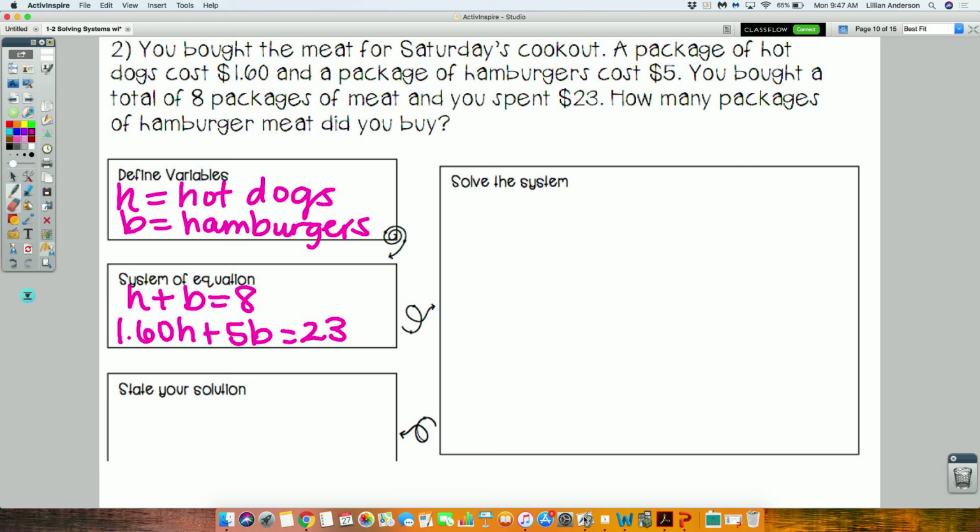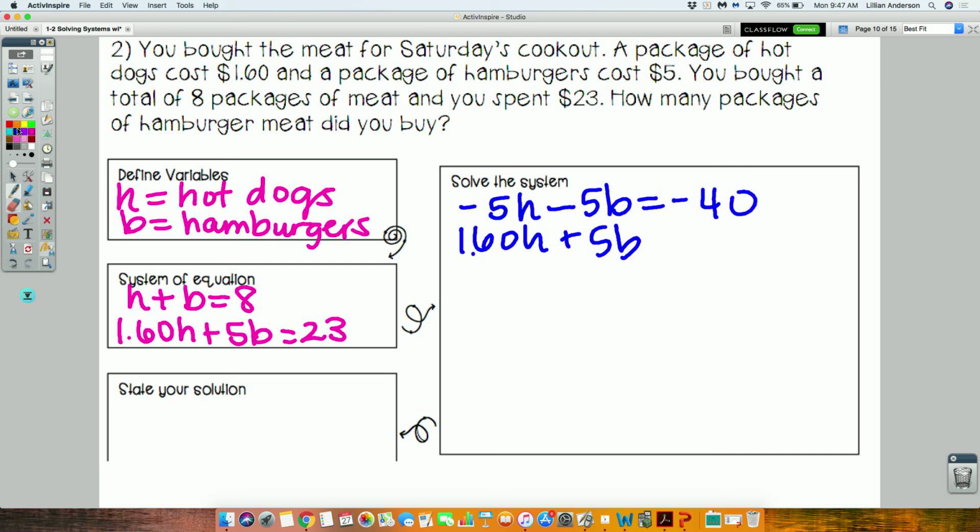What way? Elimination. Elimination, okay? So that means you had to multiply one of these by something. Yeah. The H plus B equals 8 by negative 5. So you multiply by negative 5, okay? So we multiply by negative 5, this is what we'll end up with to go with our other equation. See, you're working with the whole numbers. Awesome. Okay? What's negative 5 plus 1.60?